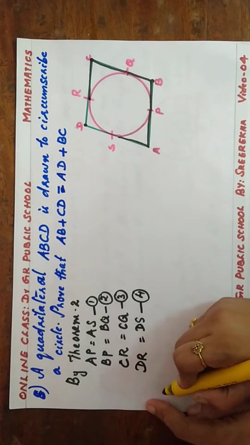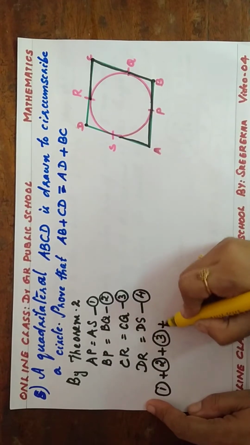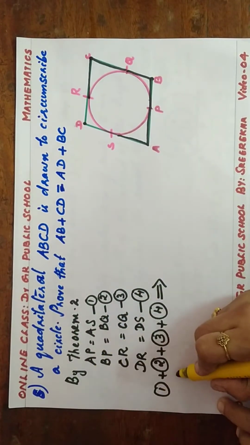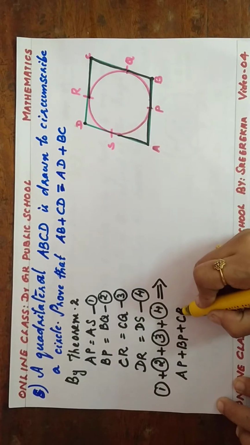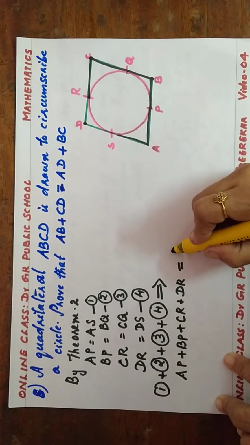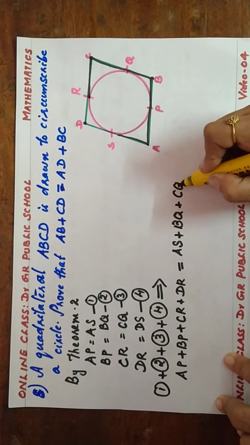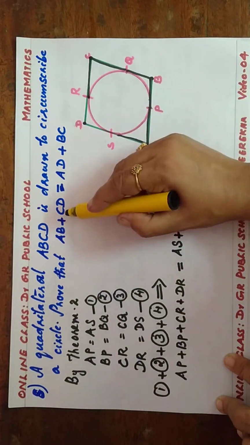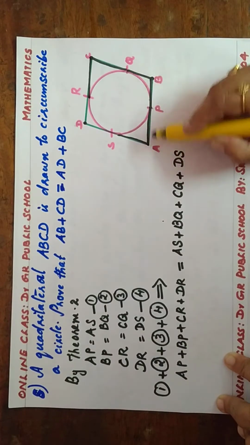Now what I am going to do is add up the 4 equations. Equation 1 plus 2 plus 3 plus 4 gives: how to add 4 equations? At first you need to add the left side: AP plus BP plus CR plus DR. And equal to, you need to add the right side too: AS plus BQ plus CQ plus DS. And now what you want to do? You need to prove AB plus CD. What is AB? AB means AP plus BP. If you can find that, you can write it as AB.